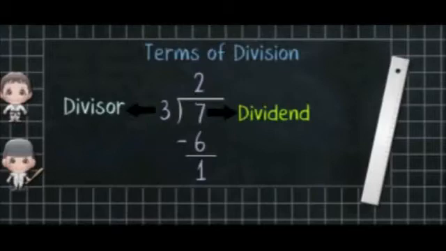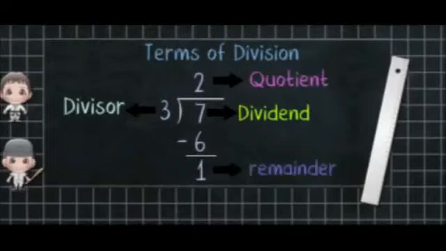Here 3 is divisor. The answer we get on dividing the numbers is quotient. Here 2 is quotient. The number that remains after dividing is remainder. Here 1 is remainder. The remainder is always smaller than the divisor. Did you notice that the quotient is equal to the number of times we subtracted?